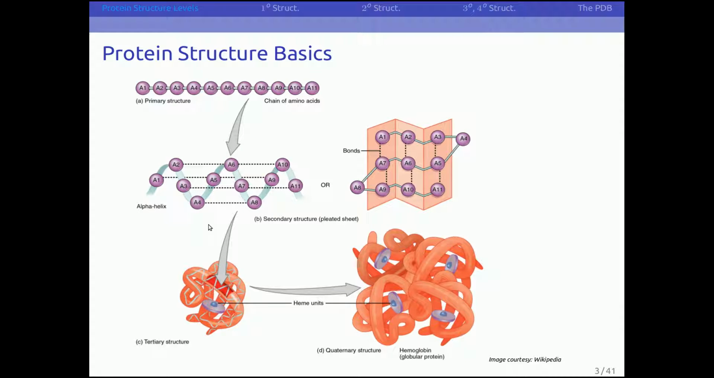Okay? This second level of structure is then further coiled and folded upon itself to form tertiary structure, which is the 3-dimensional structure of the protein. And quaternary structure is just a combination of multiple tertiary structure subunits. So in this case, we're looking at hemoglobin here. Just as a side note, the heme units, bonus points if you can tell me what metal is found in a heme unit. Think of what hemoglobin does in the body.